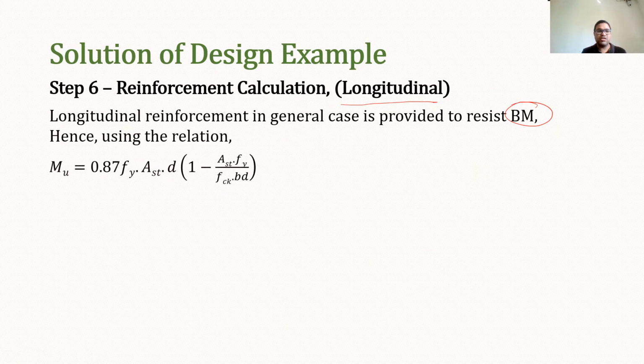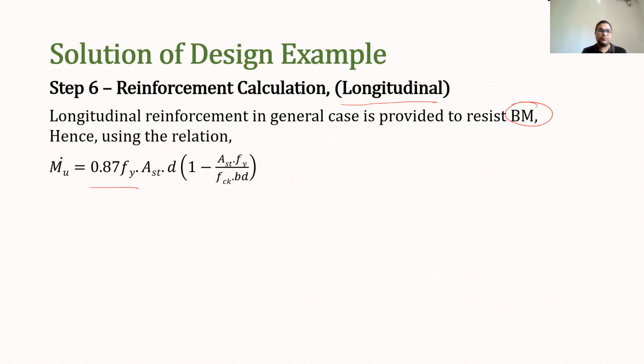So therefore, using this relation, you can see I have shown you that in clause G 1.1, we use this relation to calculate the moment of resistance of an under reinforced section. So our section is actually under reinforced because our depth is higher than required.